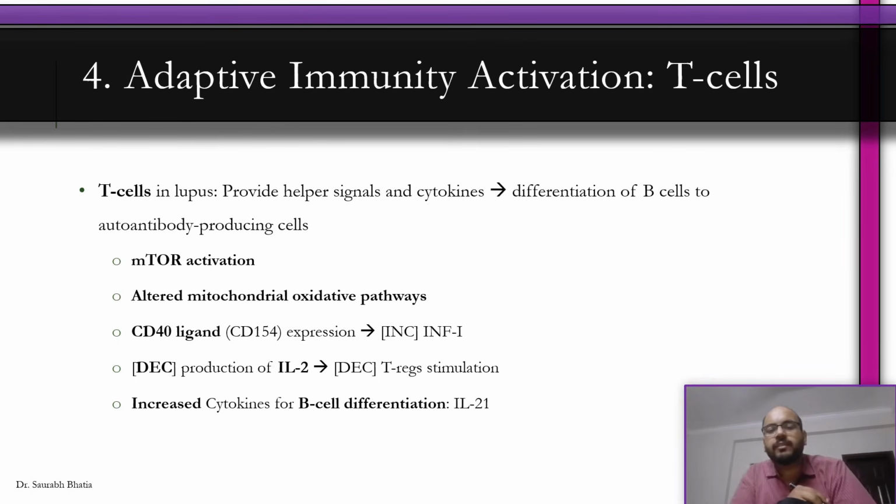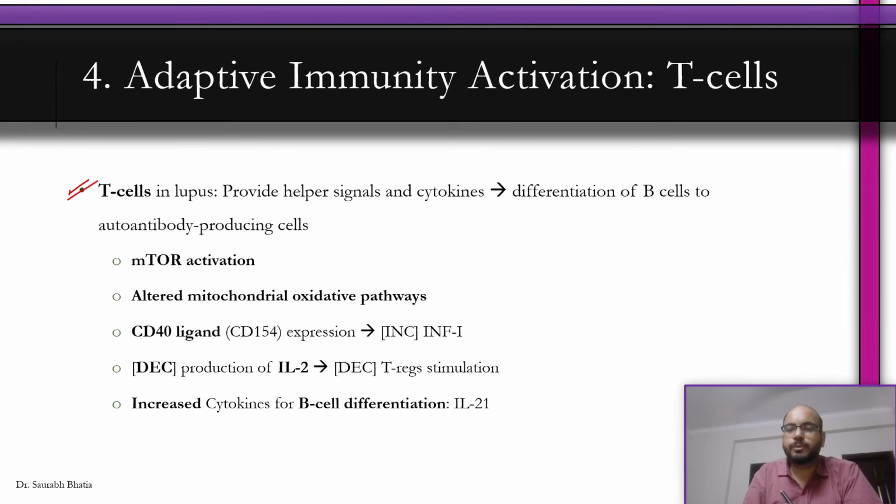The fourth aspect that we will discuss is the adaptive immune activation. So till now we have discussed the genetic makeup of the individual, environmental triggers, and the activation and overstimulation of innate immunity. Now we'll see the adaptive immunity. In adaptive immunity, we'll first discuss the T cell function.